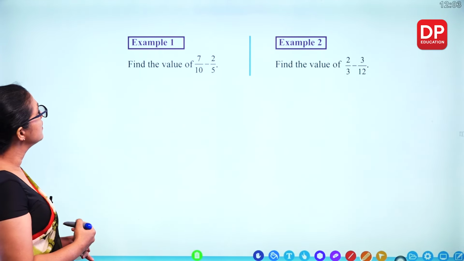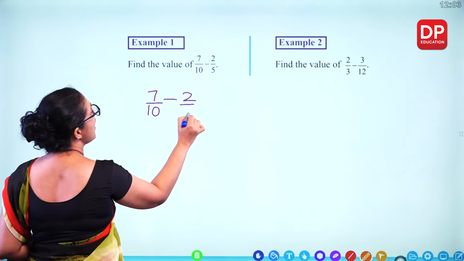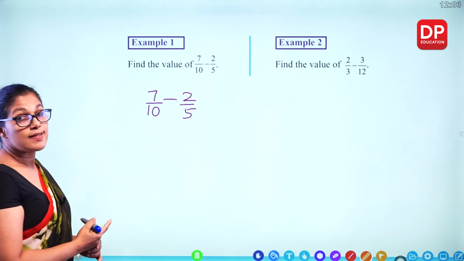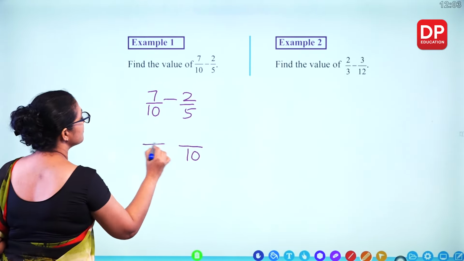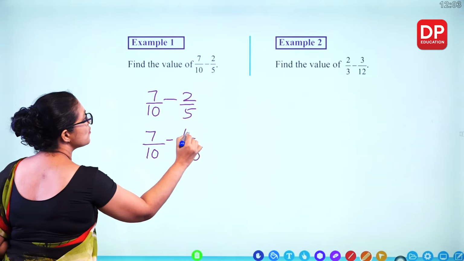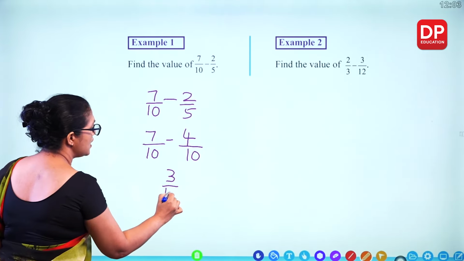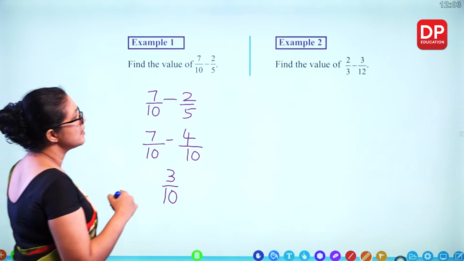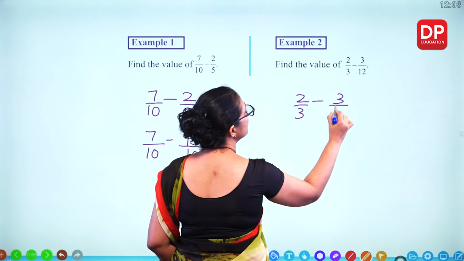Example number 1. 7 over 10 minus 2 over 5. Denominators are not the same. So, convert to 10. Multiply by 2. So, 2 times 2, 4. Now, you can do 7 minus 4 straight away. 3 over 10. This one, 2/3 minus 3 over 12.